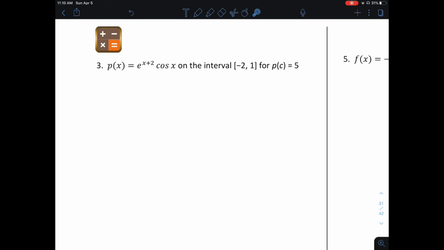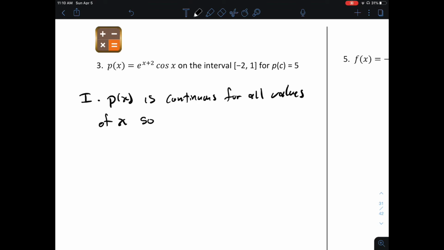If you're still unsure, put this in your calculator, and you can see this is going to be a continuous function. So we can simply say p of x is continuous for all values of x. Well, I don't need to say all that. I can just say p of x is continuous on this interval. Continuous at all values is certainly continuous on this interval.